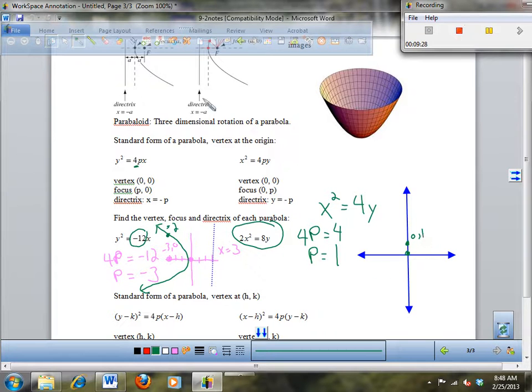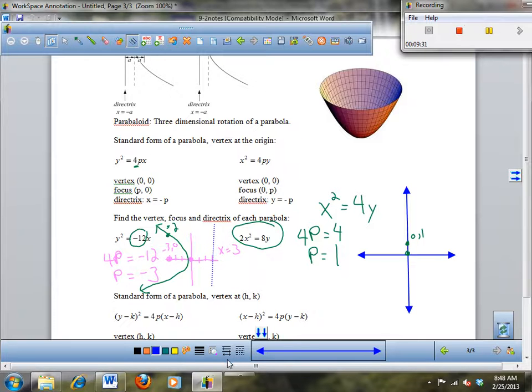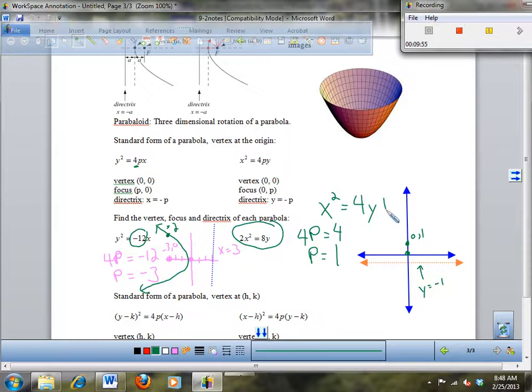And then the directrix is over here, 1 unit away from the vertex of that parabola. So the equation of that line is y equals negative 1. And then I could sketch in my parabola, which looks something like that. Okay?